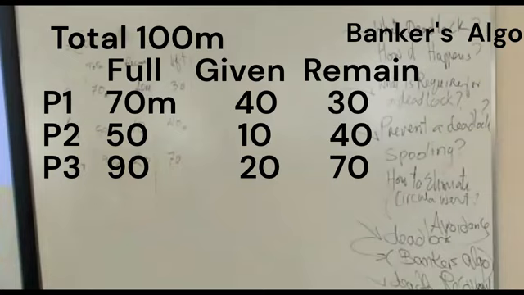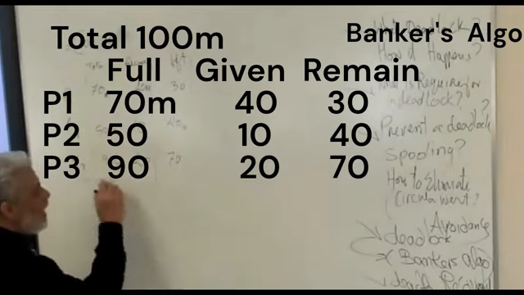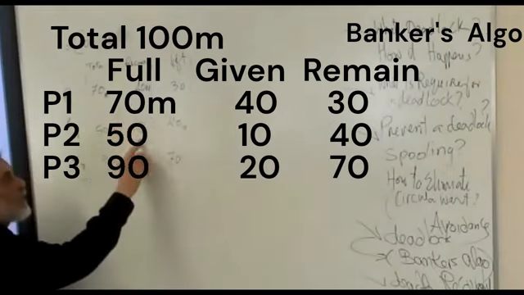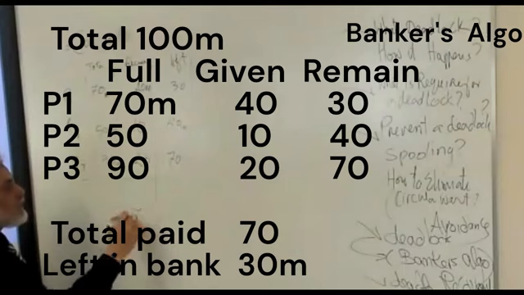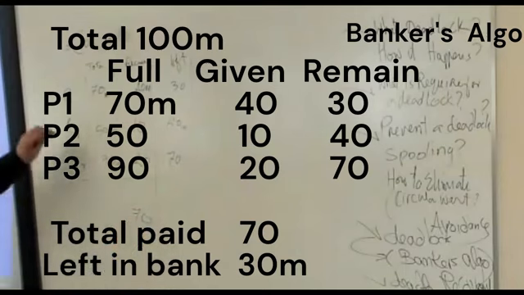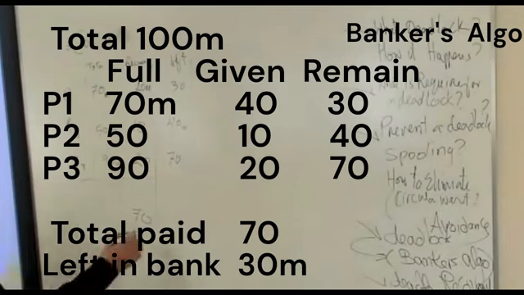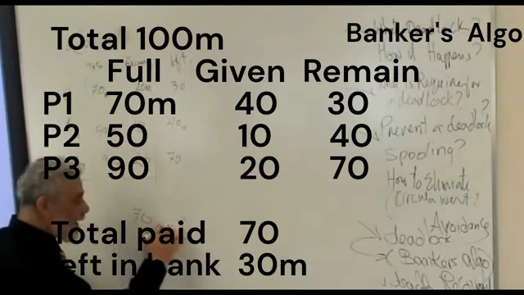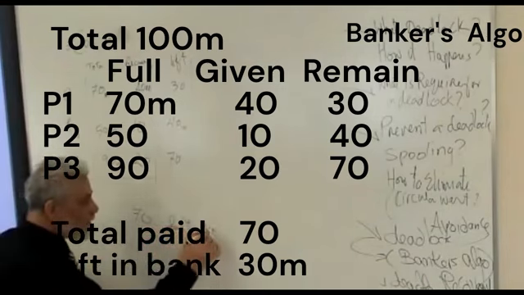So how much money is out right now? The total paid now is 40 and 10 and 20. That's a total of 70. We have a total of 100 altogether. We've already paid 70 million. How much is left with the bank? We only have 30 million left at the bank.